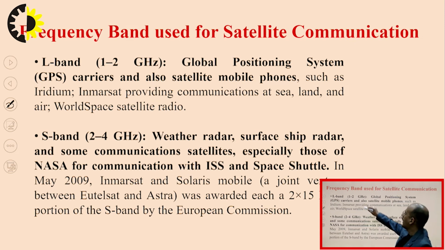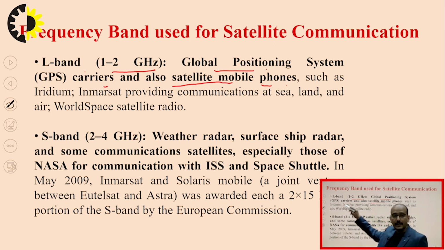So L band is 1 to 2 gigahertz, and it is used for the Global Positioning System, GPS carrier, and also for satellite mobile phones such as Iridium, that is a system, Inmarsat providing communication at sea, land and air, and World Space Satellite Radio. So this is the application of L band.